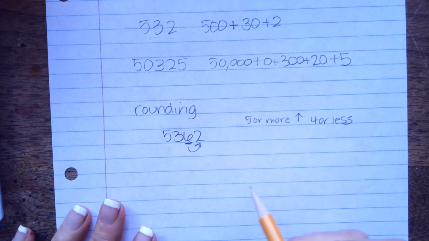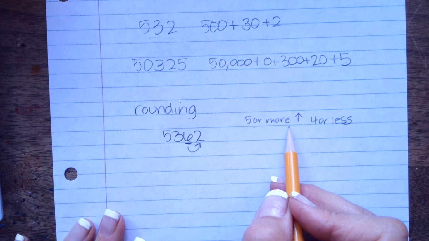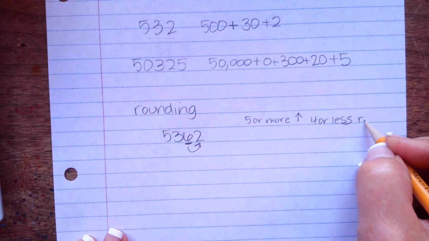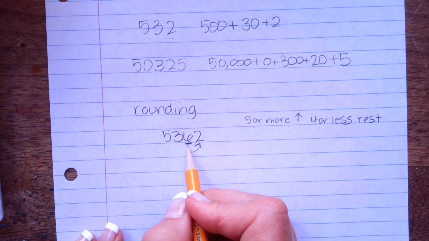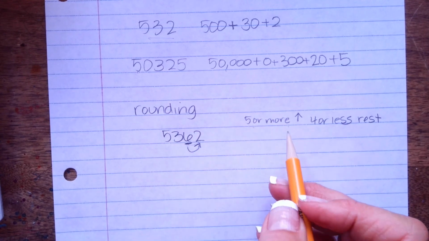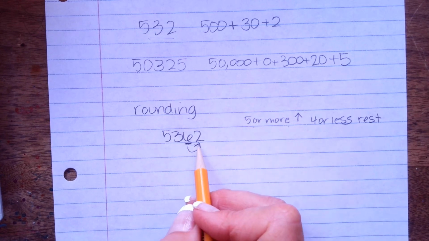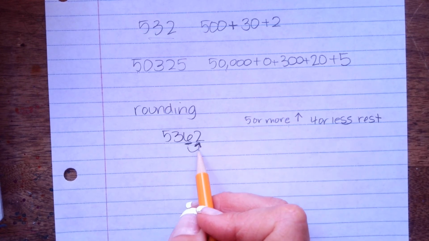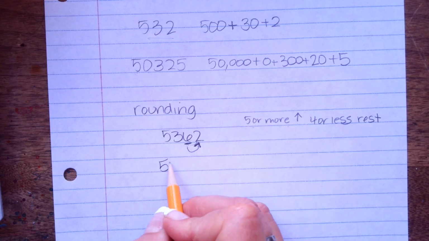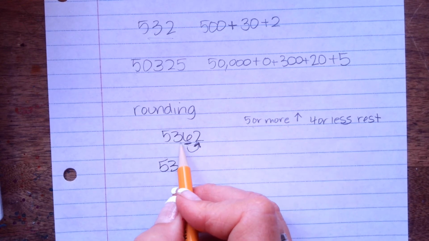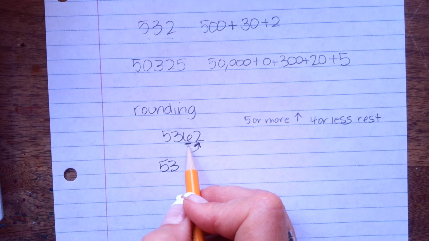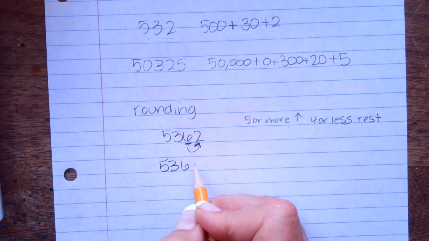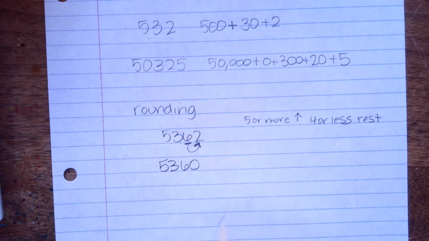So we say 5 or more, let it soar. 4 or less, let it rest. The underlined digit rests at the number that it is, or it's going to soar up if the digit to the right is 5 or more. So we're going to rewrite everything up until the underlined digit. Then we're going to decide, does it turn to a 7 or does it stay a 6? It stays a 6 because the number to the right is 4 or less.